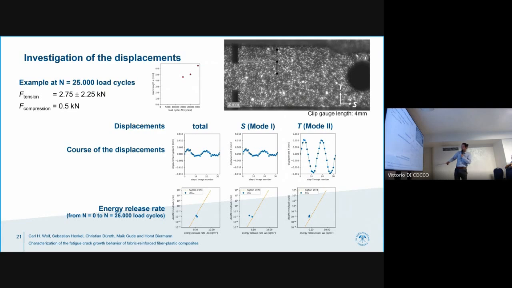And now if we have a look at the energy release rate, here the orange line is a literature value for mode 1 loading. And so we had the mode 1 and mode 2 energy release rate and an equivalent energy release rate, which corresponds to the literature.